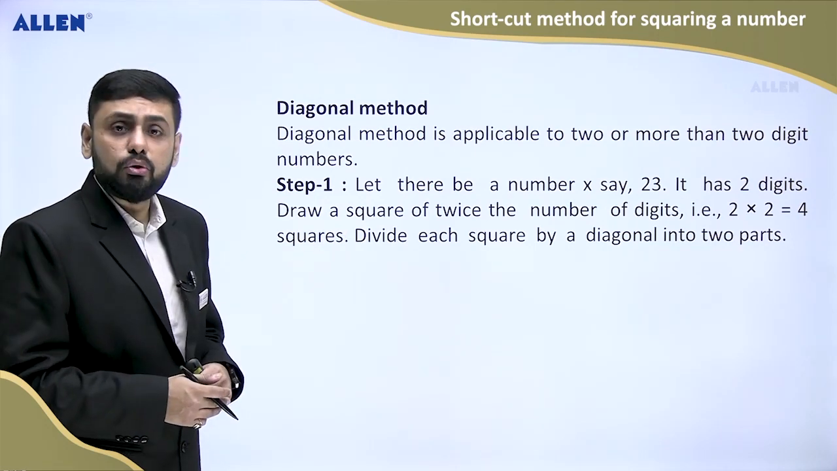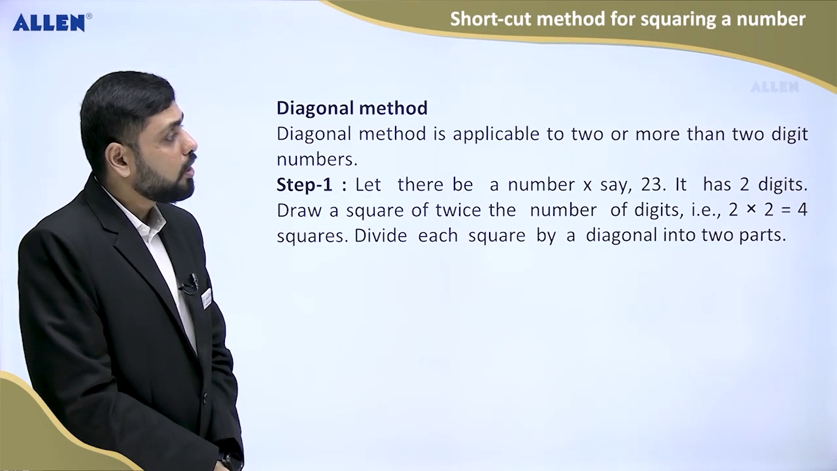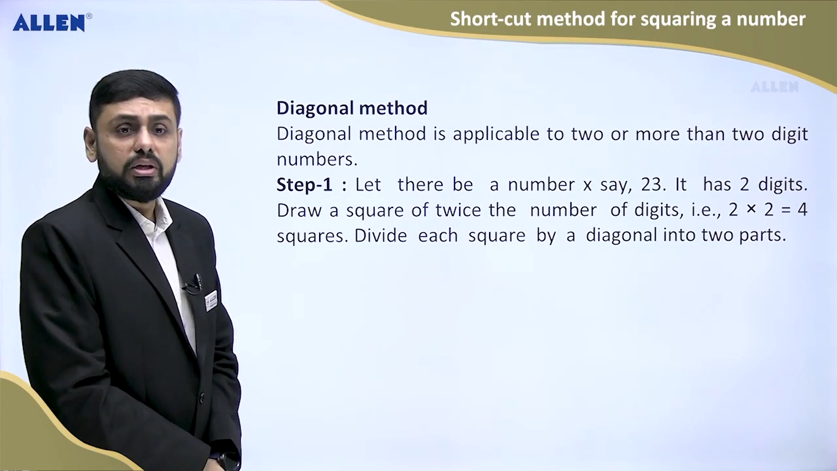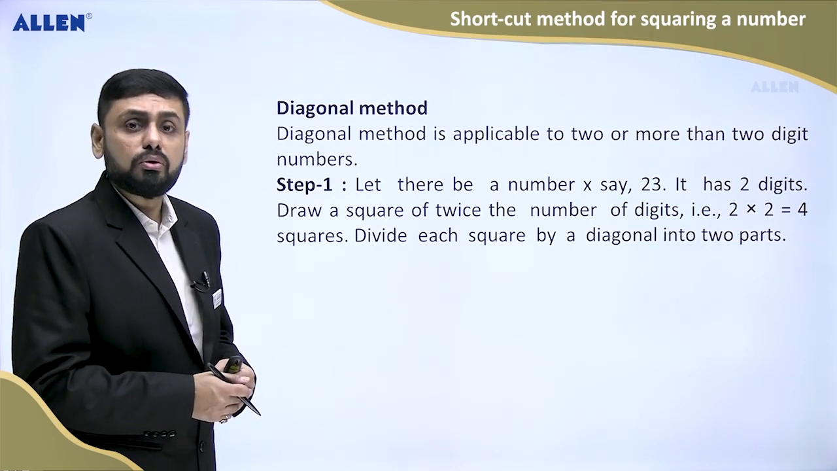Right? So what we need to do in the diagonal method, we'll understand here. So the diagonal method is applicable to 2 or more than 2 digit numbers. So here we need to take either a 2 digit number or a more than 2 digit number also we can take, right?